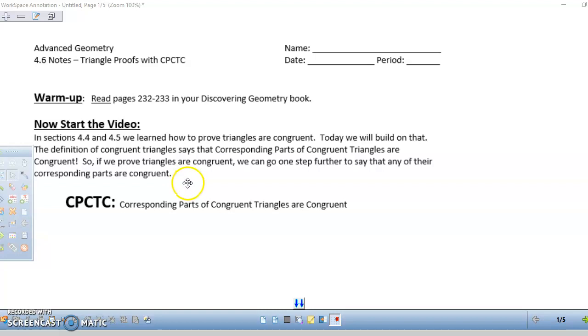So basically, whenever you have congruent triangles, you know that all of their corresponding parts are congruent. So if you can prove two triangles congruent, then you can go one step further and say that their corresponding parts are congruent. We use the acronym CPCTC to stand for corresponding parts of congruent triangles are congruent. You can practice saying that really fast, CPCTC, CPCTC.